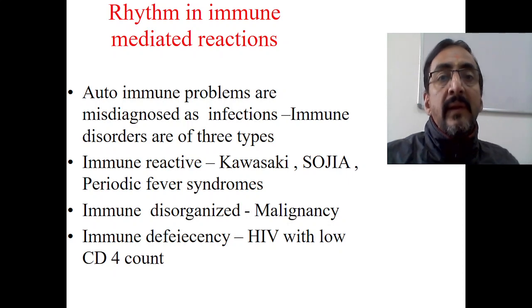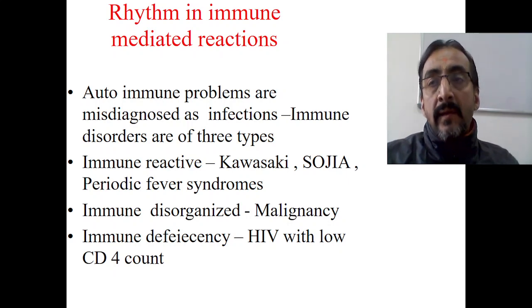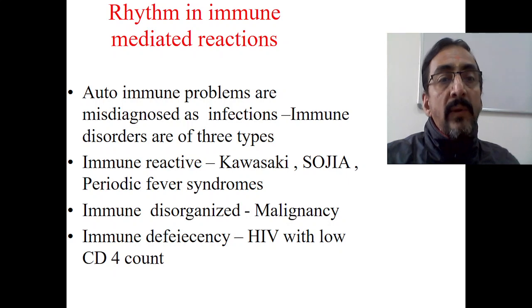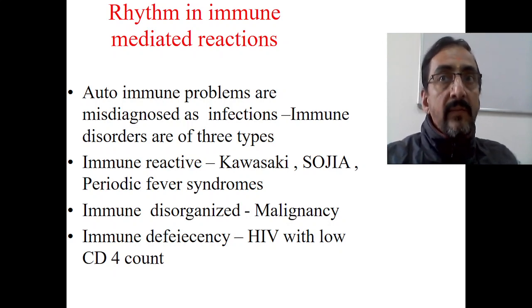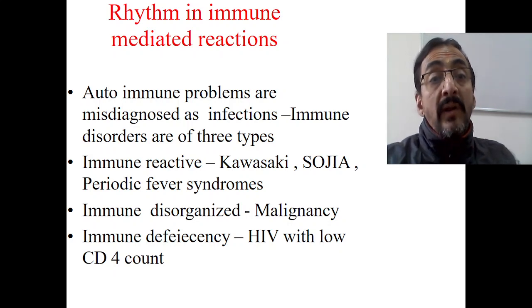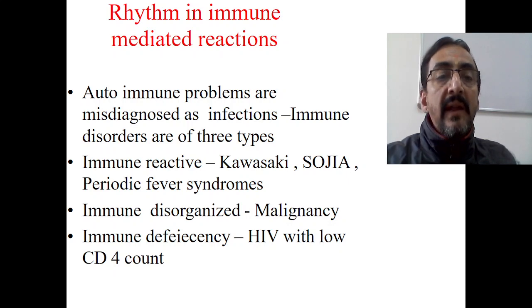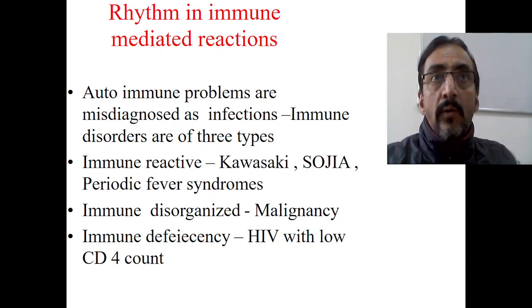So about the rhythm in immune mediated reactions, further we say, see, autoimmune problems are misdiagnosed as infections many times. So basically we have to understand this. When I repeatedly say immunological fevers, they are basically divided into three types. Number one is immune reactive, another is immune disorganized, and the third is immune deficiency. Immunological fevers can occur because of three types of immunological problems. One is immune overactivity, exaggerated immune reactions, which we call autoimmune disorders.